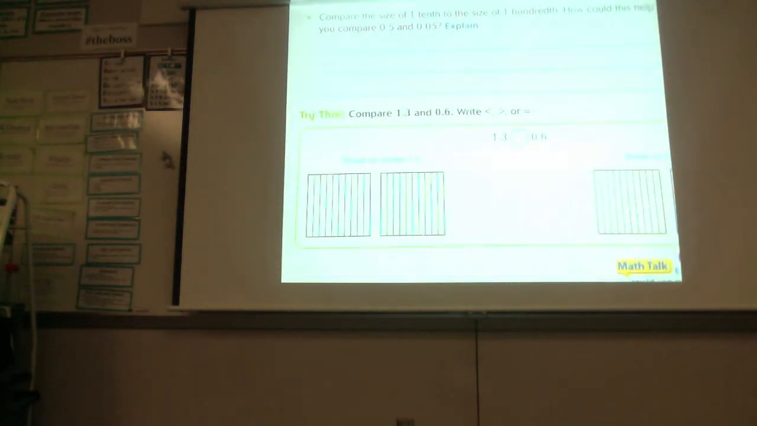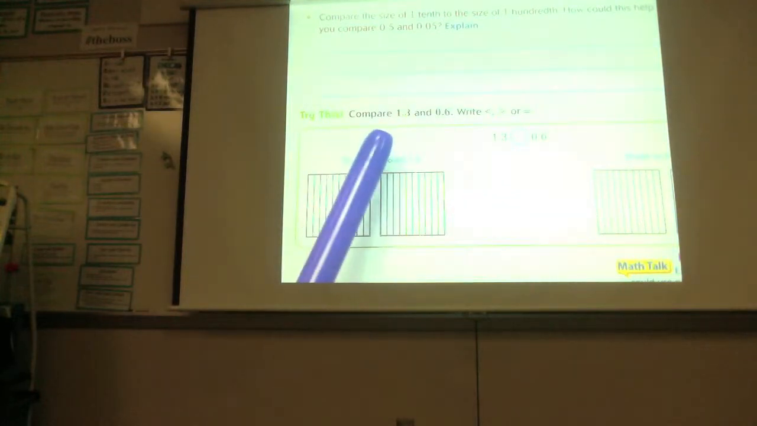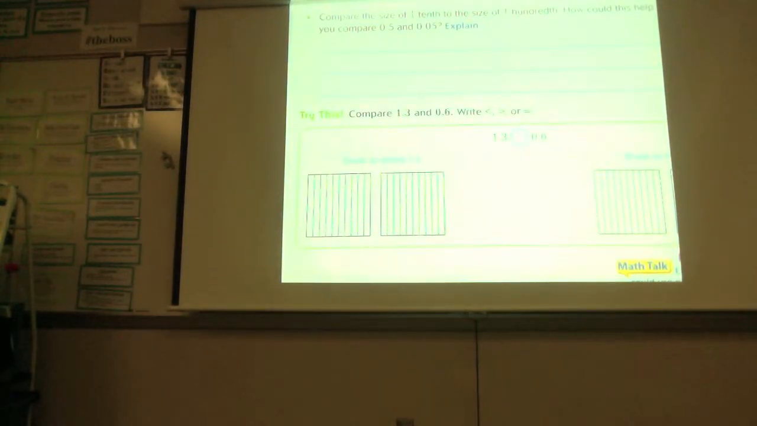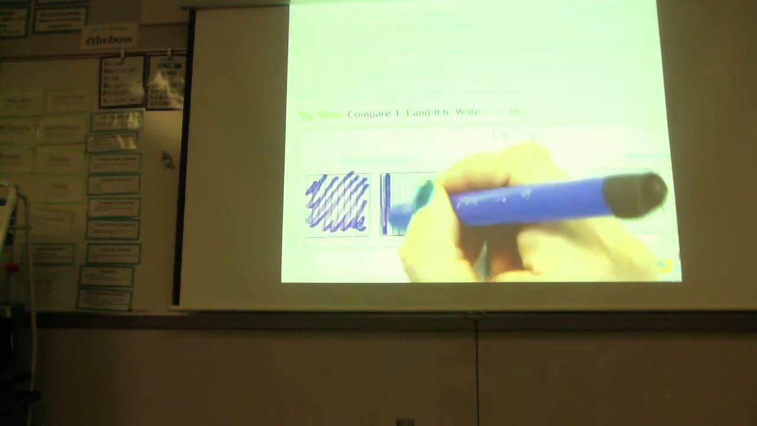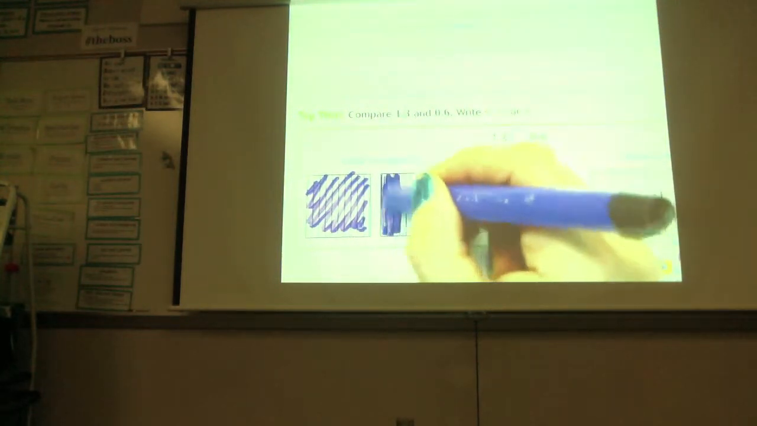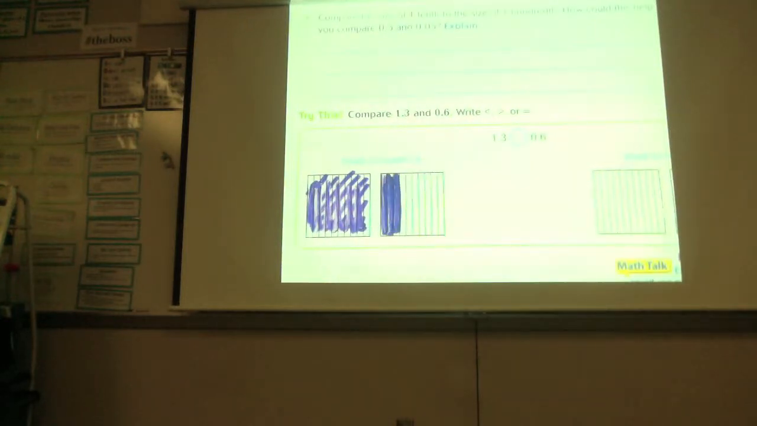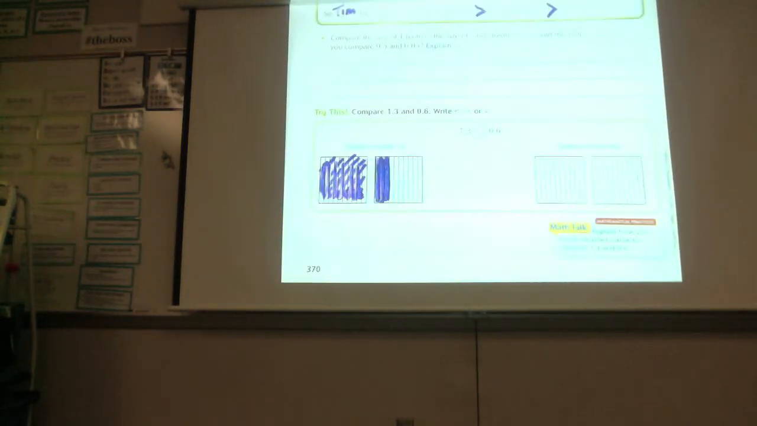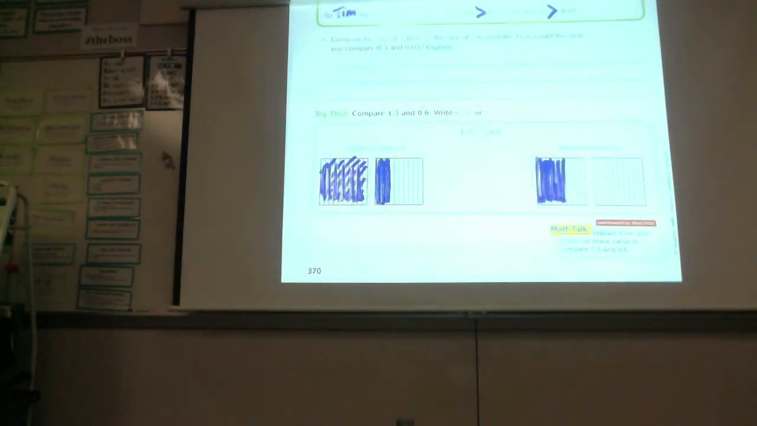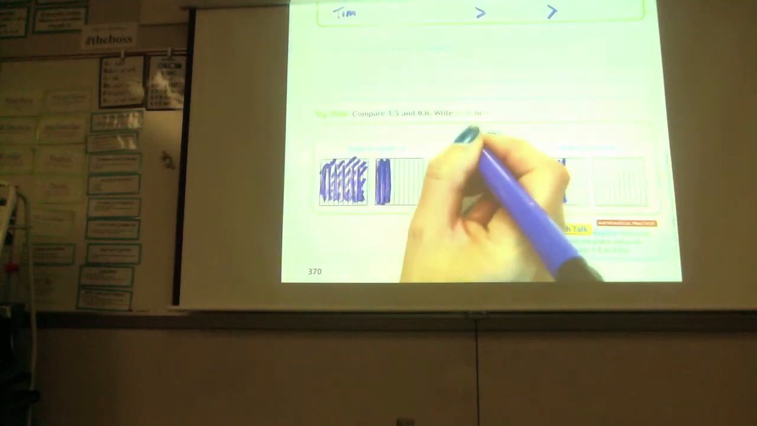Go ahead and shade 1.3 or 1 3/10. Shade it right here. Kind of do it like that. Okay, one whole one there. And then you fill 3 lines. Okay, and that's 1.3. Okay, so this would be all in. Let's just pretend like that's all shaded. On this side, I'm going to shade 0.6 or 6/10. Go ahead and shade that right now. 6 lines. So 6 of those. Looking at those, can you compare those two numbers? Okay, which one's greater, class? 1.3. 1.3 is greater.